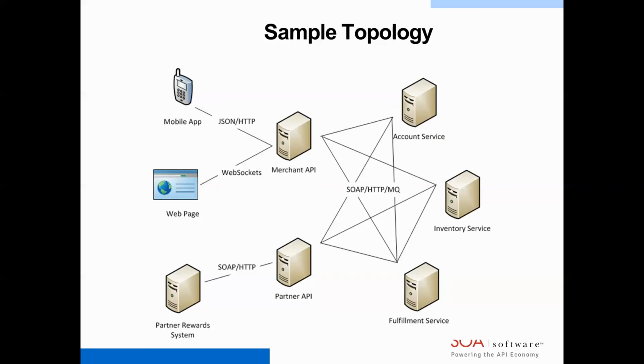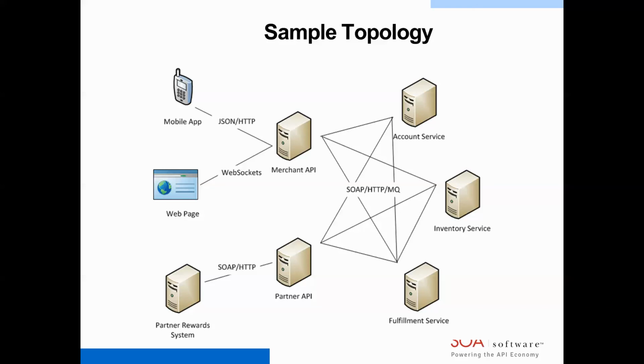So if I look at a sample topology, going back a couple of steps, I might have a set of internal services on the right, web services or APIs, that are SOAP over HTTP or MQ, and that's for my application to application integration tasks.